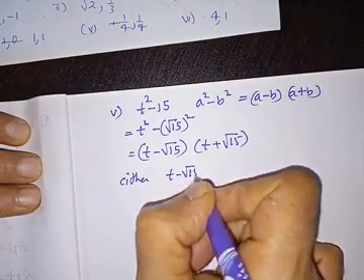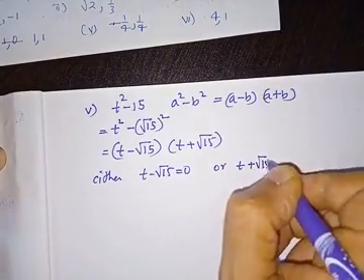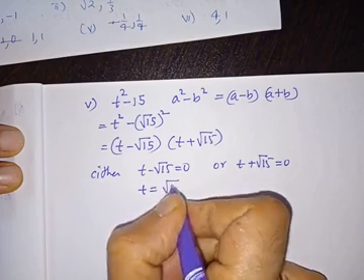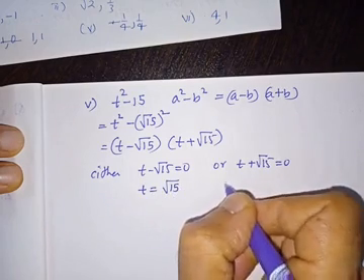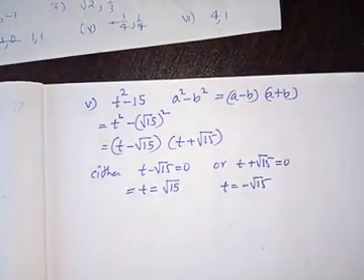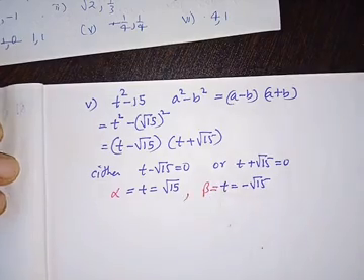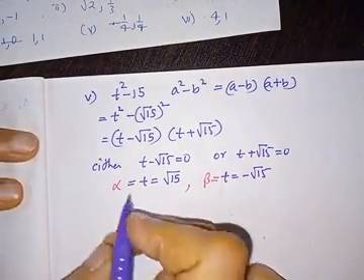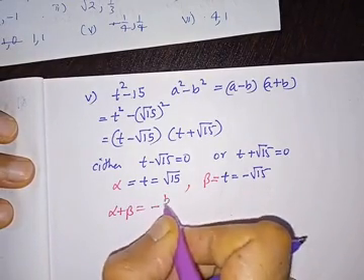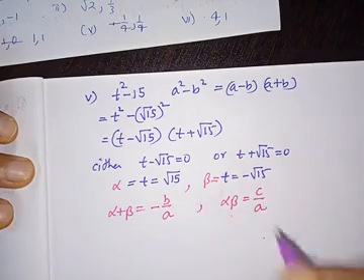So either t minus root 15 is equals to 0 or t plus root 15 is equals to 0. So we get t is equals to square root of 15 and t is equals to minus square root of 15. So this is our alpha and this is beta. Now let us verify the relation, and the relationship is alpha plus beta is equals to minus b upon a, and alpha beta is equals to c upon a.